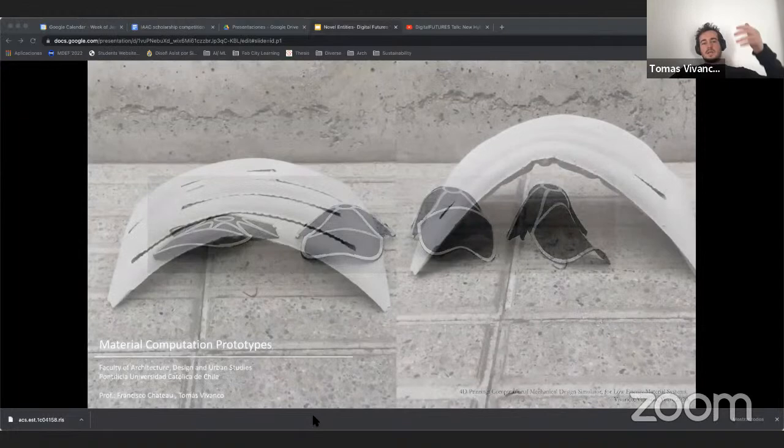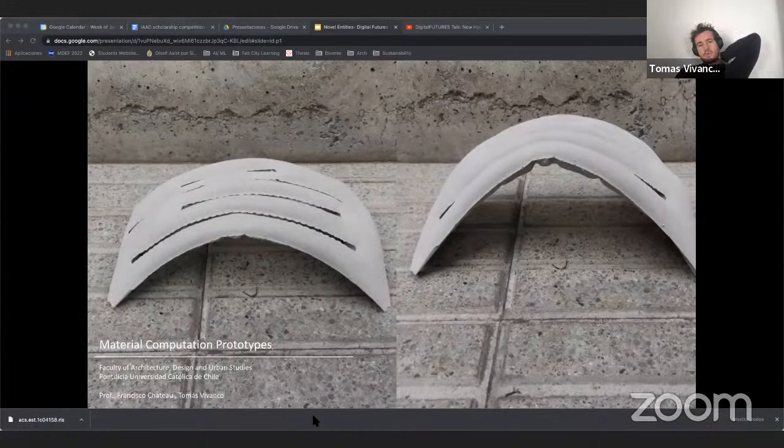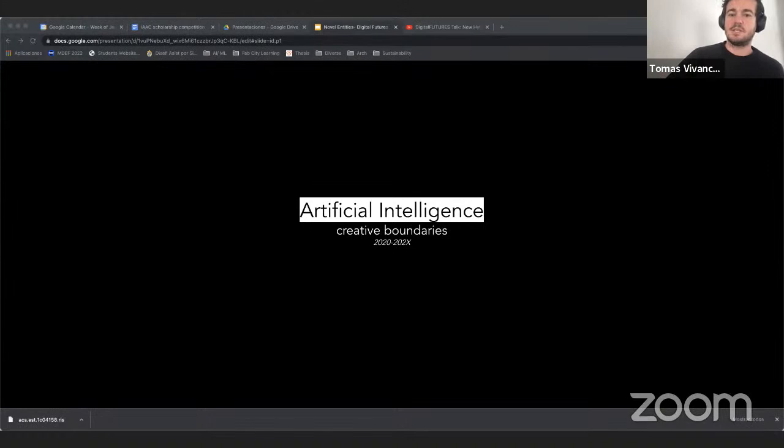And again, the next step is to start working now with concrete and to do some flexible formworks with textiles, work that we already started developing in some studio classes at the Catholic University. And then the third and last is artificial intelligence. And I will only put this case because it's a specific case of Chile.